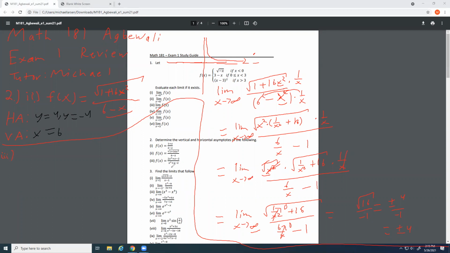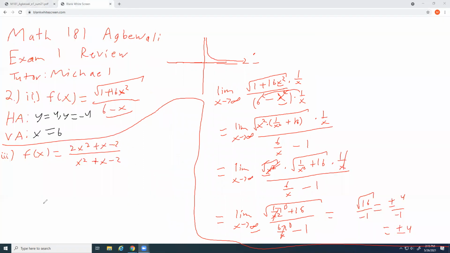All right, so that one is f of x is equal to 2x squared plus x minus 2 divided by x squared plus x minus 2. Now from here, again, we're looking for the horizontal and vertical asymptotes. For our vertical asymptotes, we're going to do the exact same thing as in number 2, where we have x squared plus x minus 2 equal to 0. And then we're going to need to factor this.